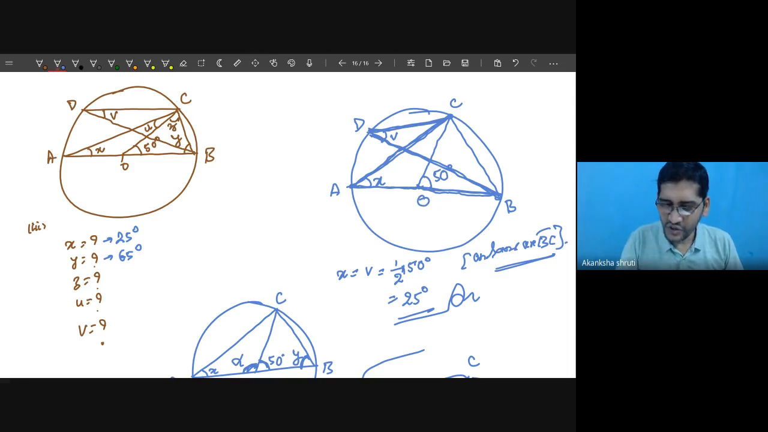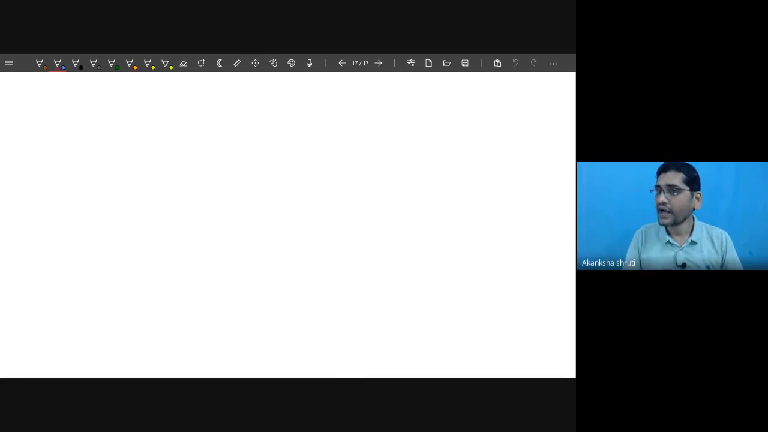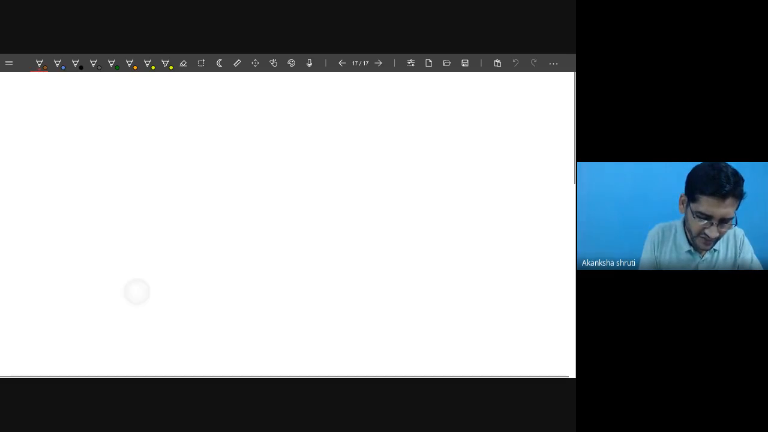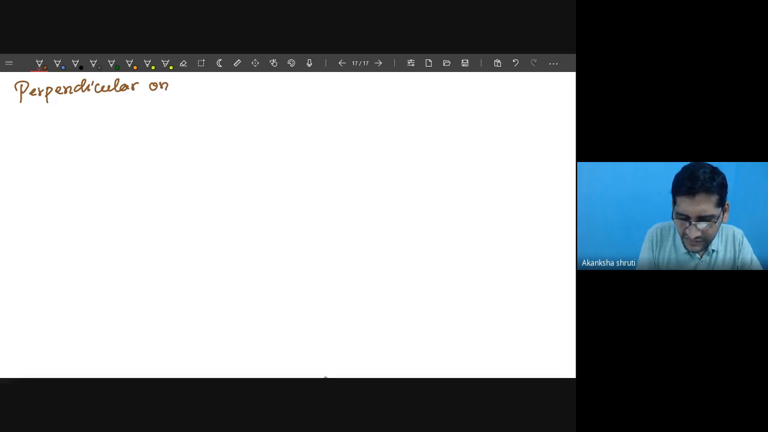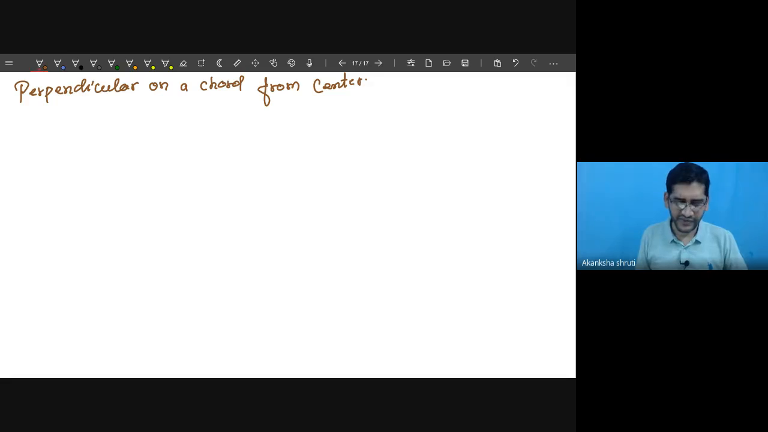Now let us go for the new topic. Angle made by the bisector or the perpendicular drawn from the center to a chord. So let us go for that. Write: perpendicular on a chord from center. Okay, student, it is this one.